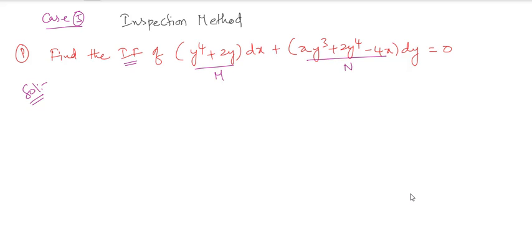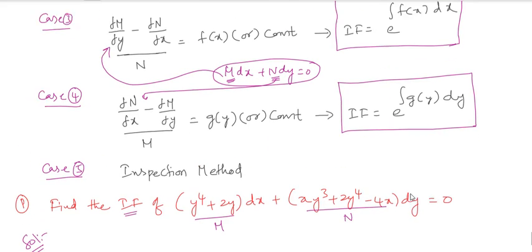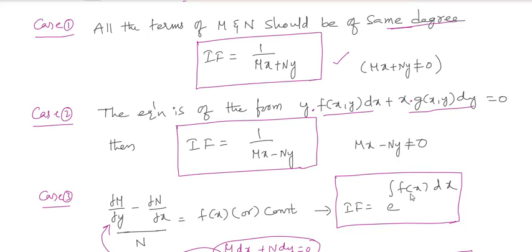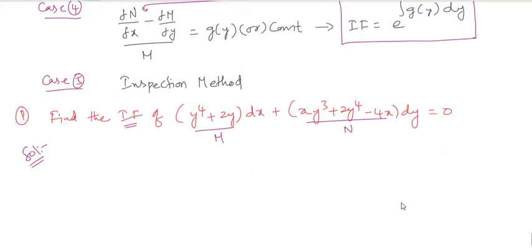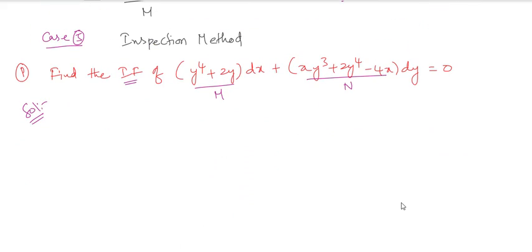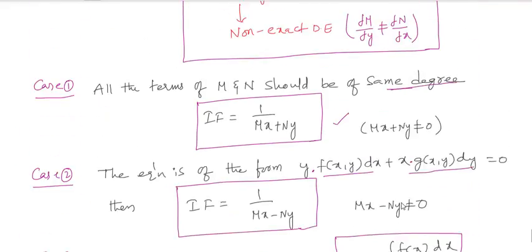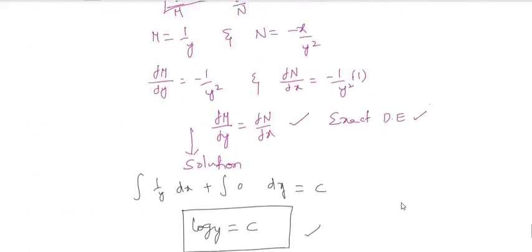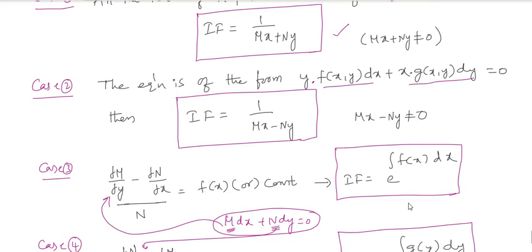Now, for the integrating factor, there are 4 cases I have given you, and the last case will be the inspection method. You need to check which case this is applicable for. The first case: all the terms of M and N should be of the same degree. Is it? No, because here one is degree 4 and the other is 1. So it is not possible for case 1. Next, case 2: y f(x, y) dx plus x g(x, y) dy. So it is not applicable.